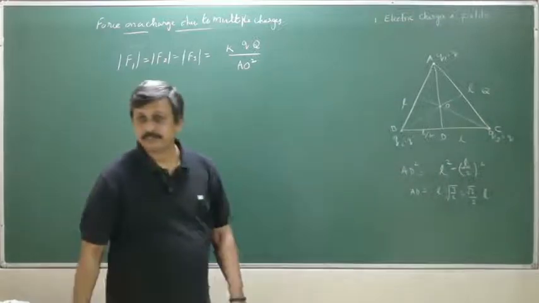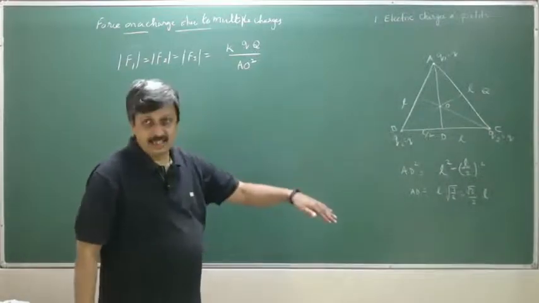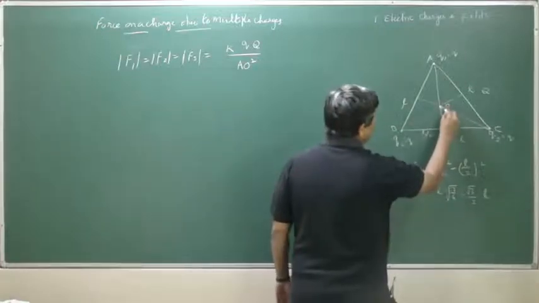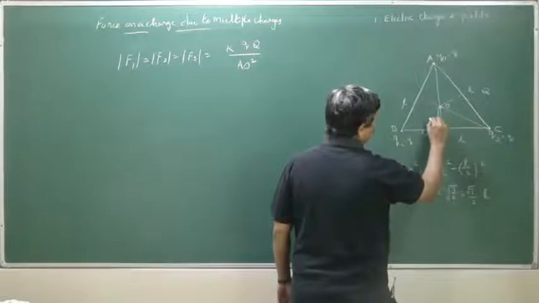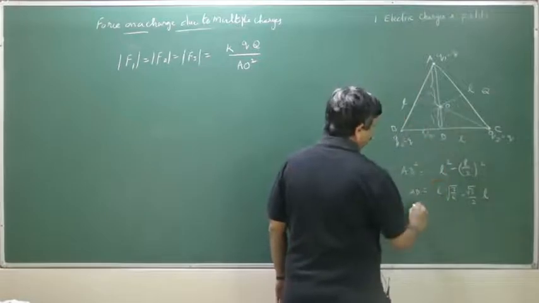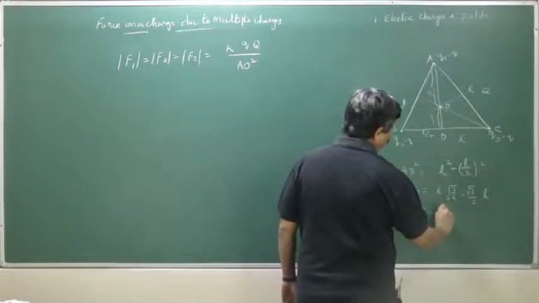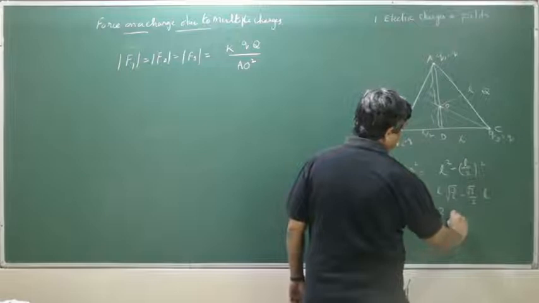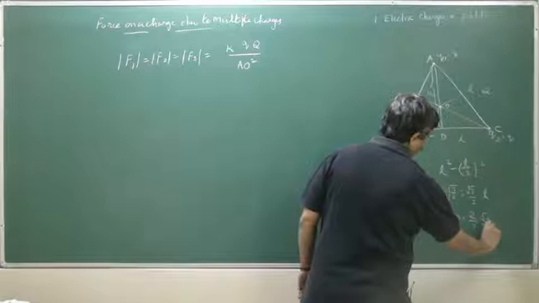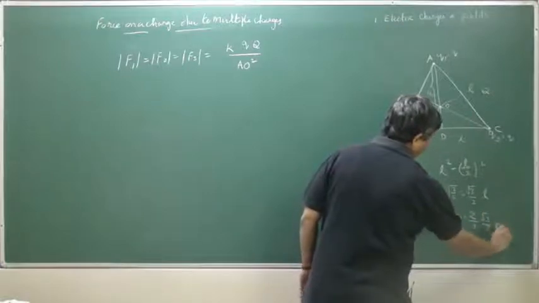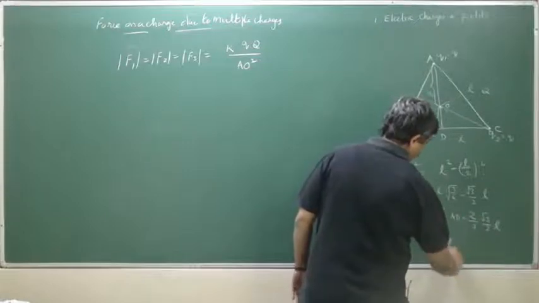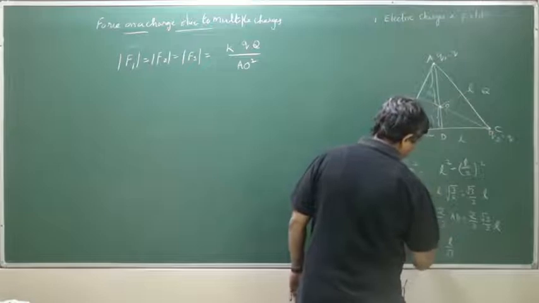That is AD. Once you get AD, in the case of a centroid, we know that the centroid is at a 1/3 distance from the bottom. This is 1/3 and this is 2/3. So AO will be equal to 2/3 of AD, which is 2/3 of root 3 by 2 into L. The 2 cancels, so AO is L by root 3.